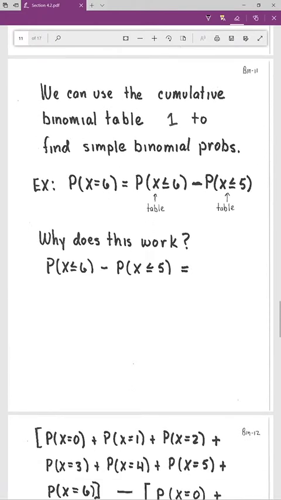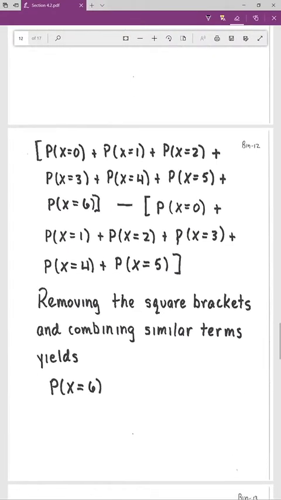All right, so we can use the cumulative binomial table 1 to find simple binomial problems. For example, the probability of x equals 6 equals the probability of x less than or equal to 6 minus the probability of x less than or equal to 5. How does this work? Well, we can expand that out.